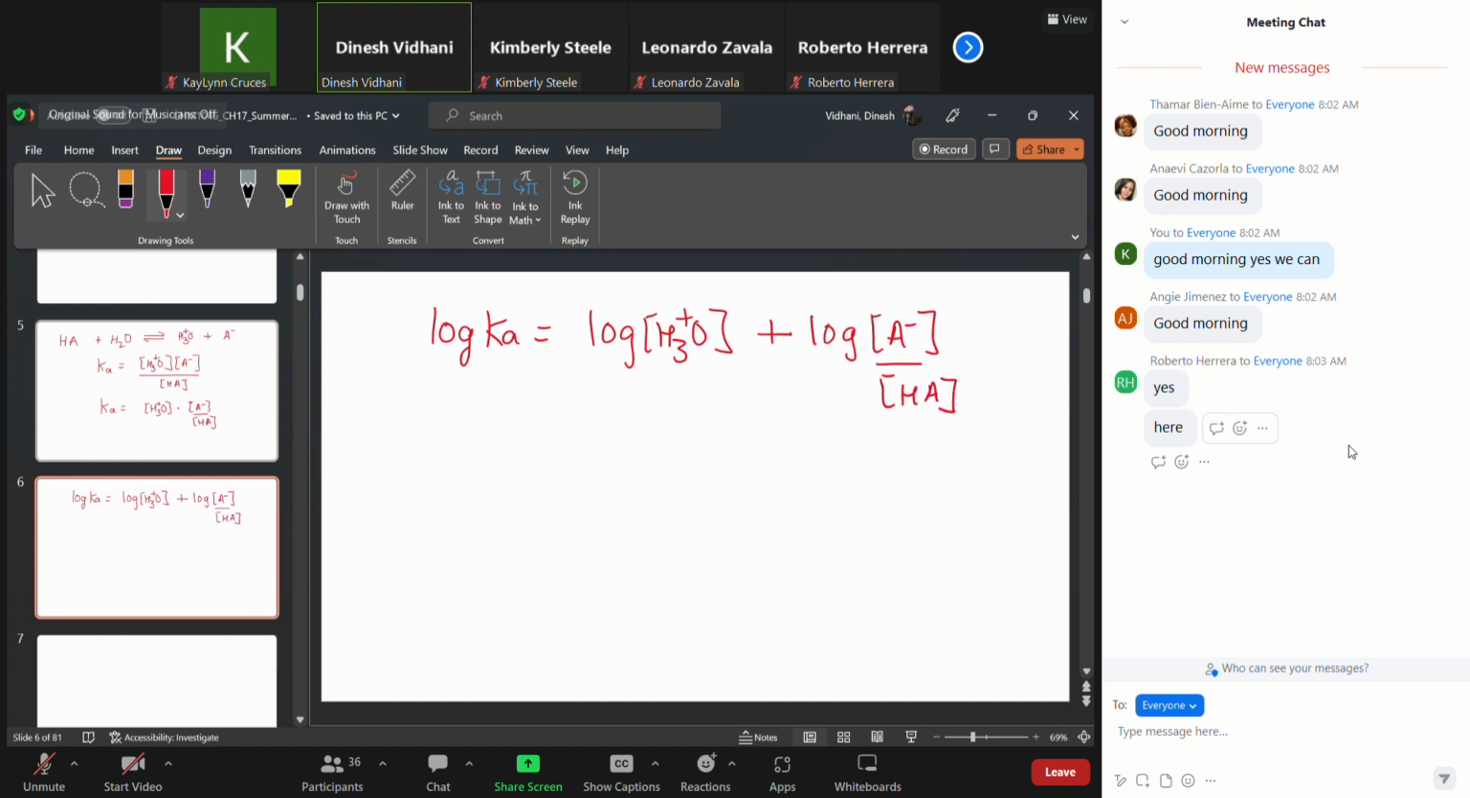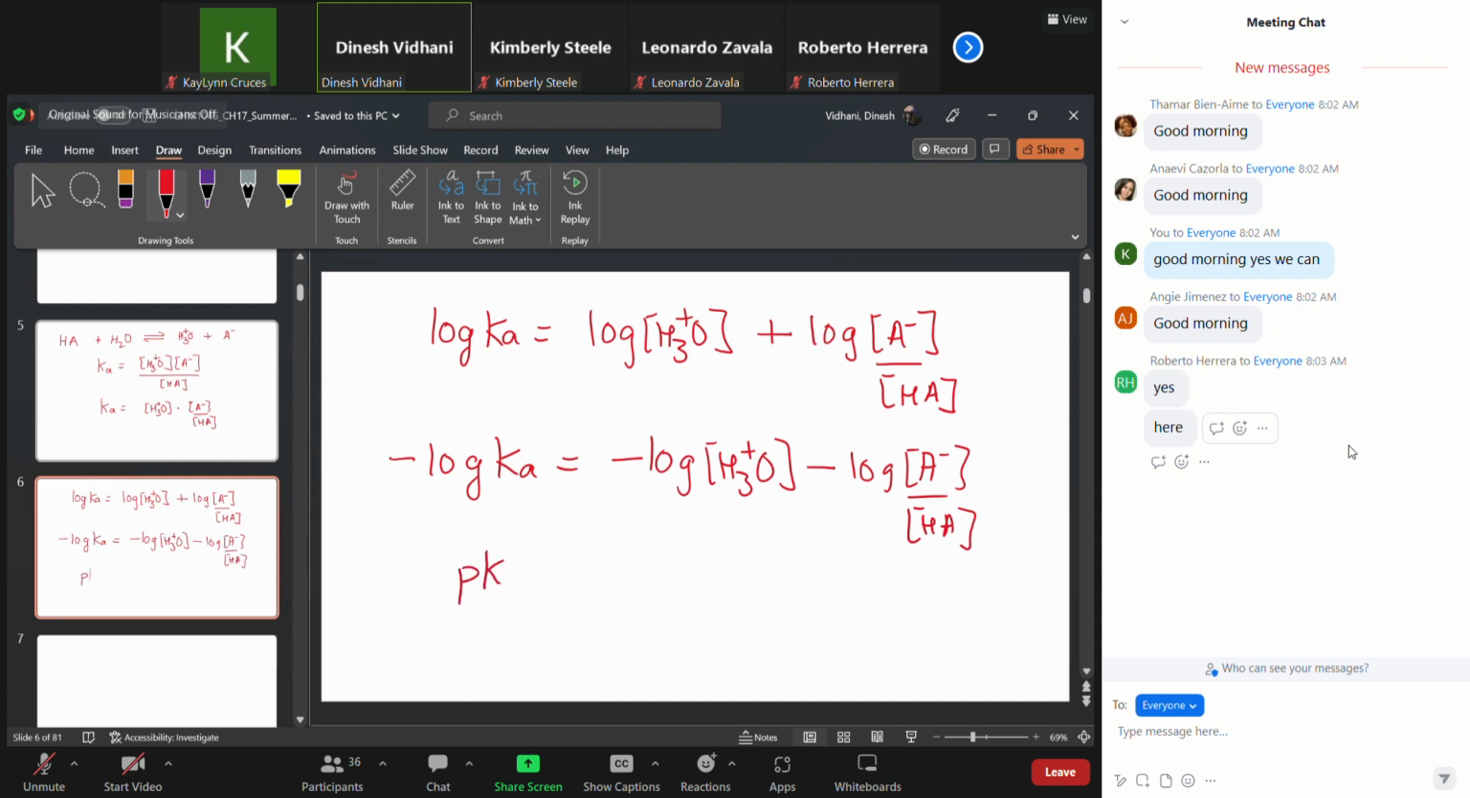Well, now I'm going to take the negative sign on both sides. I'm going to multiply both sides of this equation by -1. So now I got negative log Ka equals negative log hydronium ion minus log A minus divided by HA. Makes sense, looks simple. But then negative log Ka is pKa. Negative log of hydronium ion is pH.